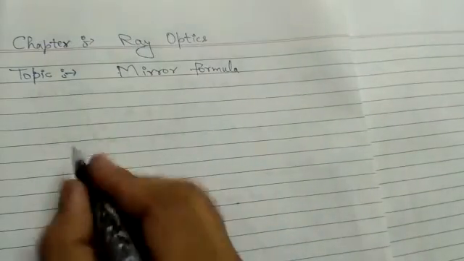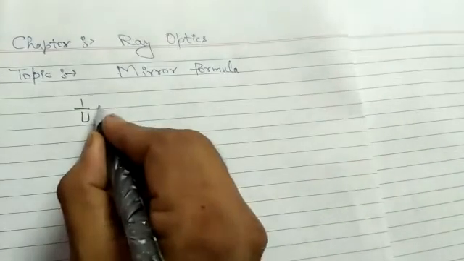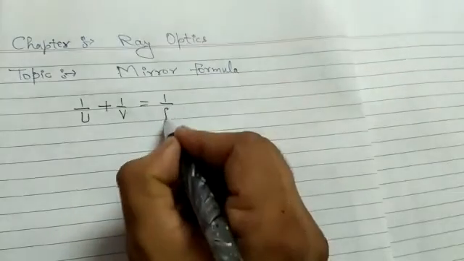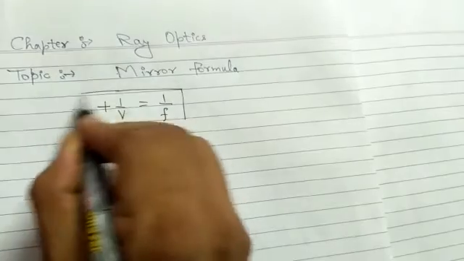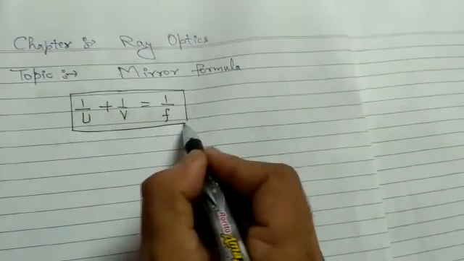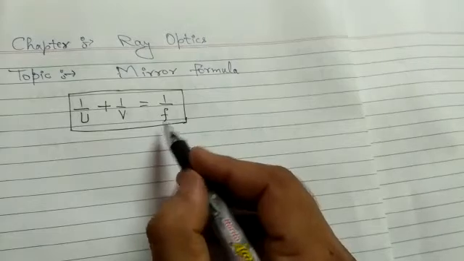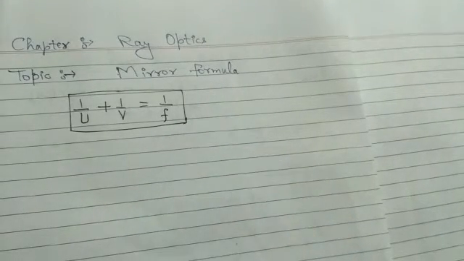So the mirror formula is the relation between object distance u, image distance v, and focal length f of the mirror. That relation is called the mirror formula: 1 by u plus 1 by v equals 1 by f. I'm going to derive it in the case of a concave mirror.